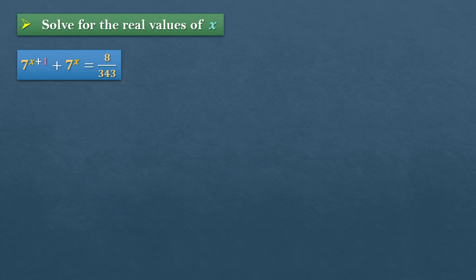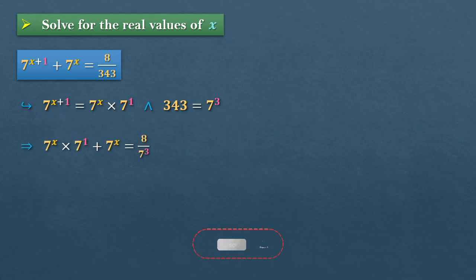We begin by noting two identities. First, 7^(x+1) equals 7^x times 7^1. Secondly, 343 equals 7^3. Substituting these expressions into the original equation gives 7^x times 7^1 plus 7^x equals 8 divided by 7^3.